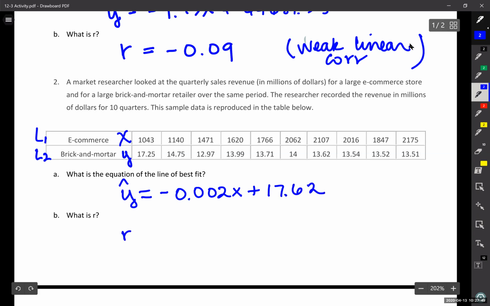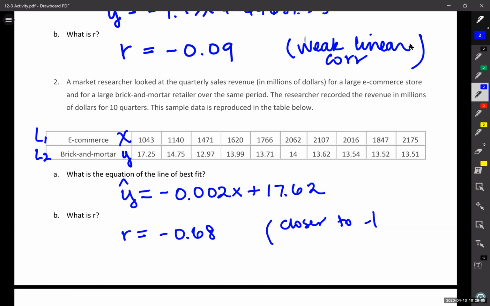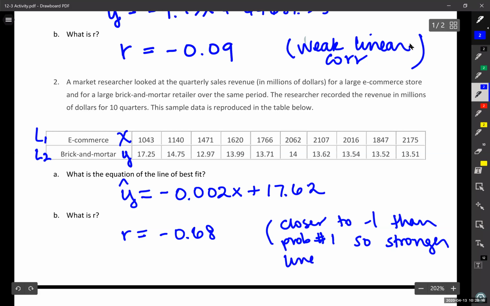And then for our R, negative 0.68, much stronger than the previous problem, much stronger correlation. So this is closer to -1 than problem 1. So there's a stronger linear correlation happening in this problem because it's much closer to -1.